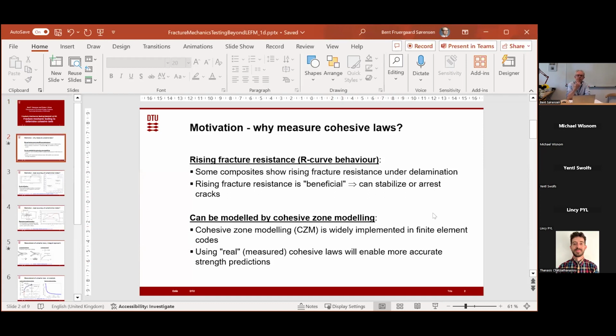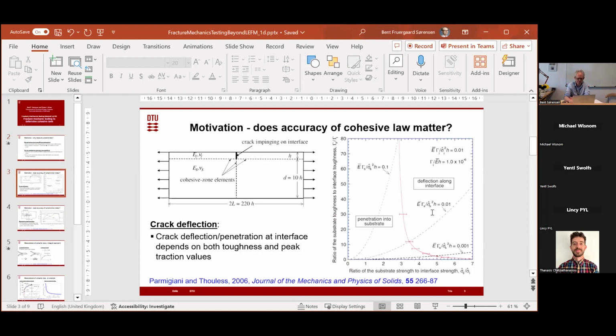The basic motivation is that many materials actually show rising fracture resistance, or R-curve behavior, which is beneficial because it can stabilize or arrest cracks. And it can be modeled by cohesive zone modeling. It's widely implemented in finite element modeling, but it's rarely used with the real measured cohesive law. But if we do that, we would make more accurate predictions.